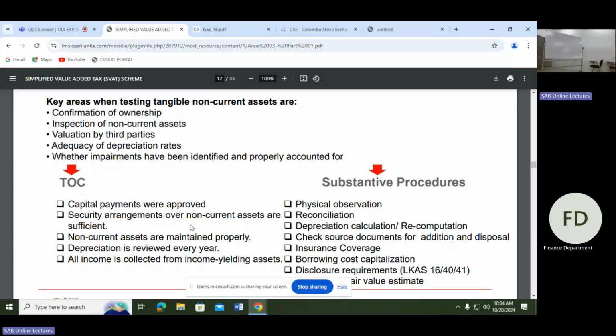And that capitalization should be depreciated based on what? Component depreciation.